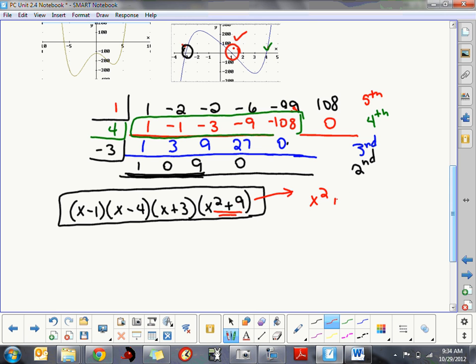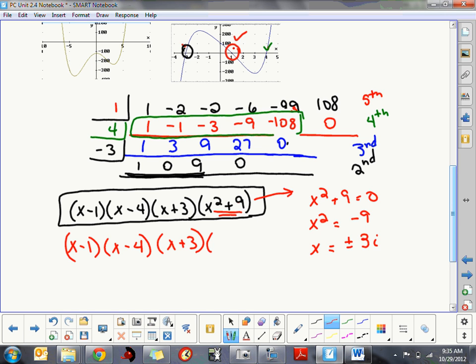X squared plus 9 equals 0, which means x squared has to equal a negative 9, which means x has to equal a plus or minus 3i. So my other factors here are x minus 1 times x minus 4 times x plus 3 times, and it's going to be x minus 3i and x plus 3i. Now those are all the linear factors.